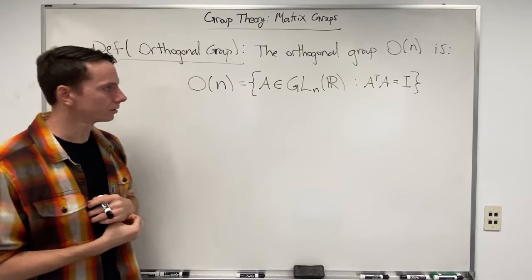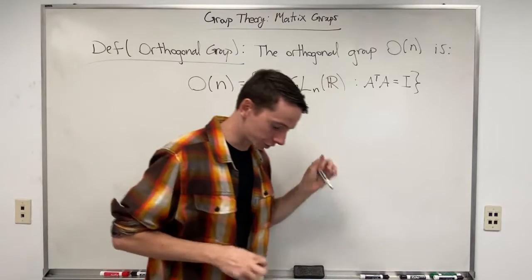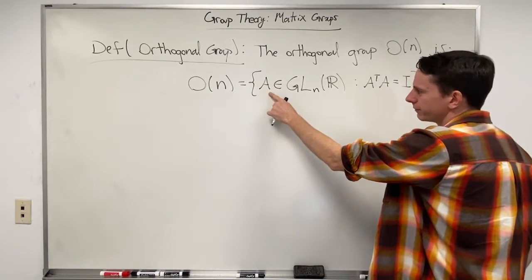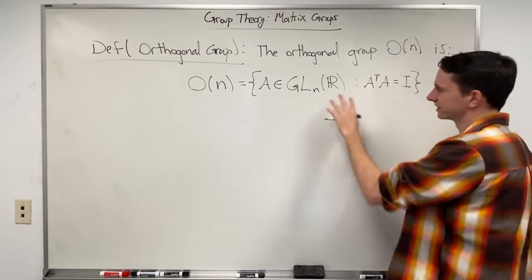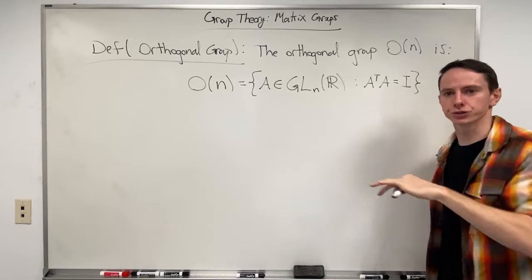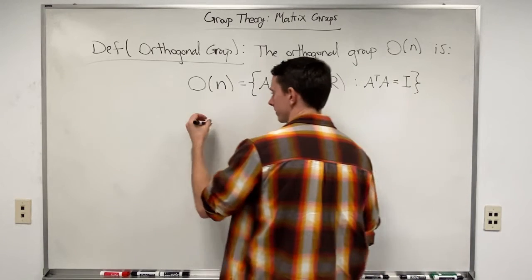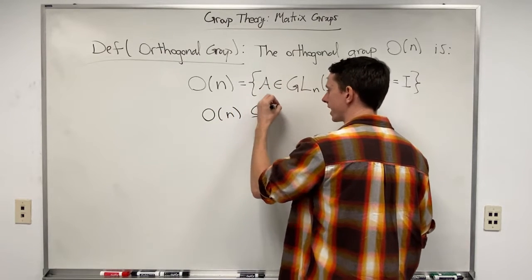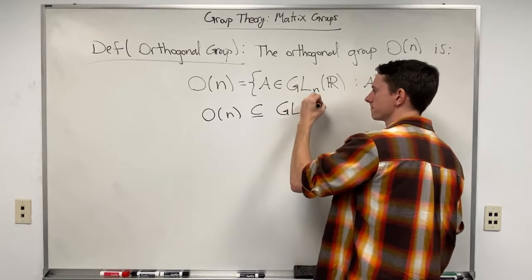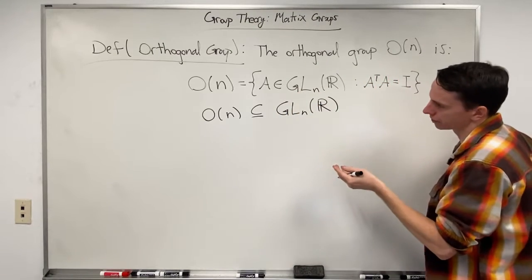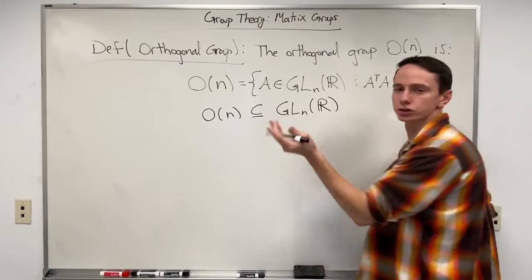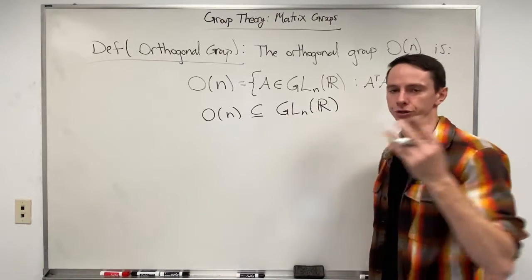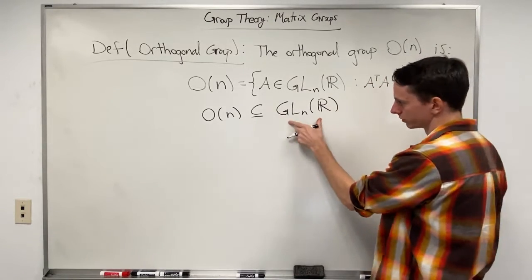In order to show that, we already see that the orthogonal group is the set of matrices in GLn of R that satisfy a certain property. So that immediately tells us that at least we know that O of n, the orthogonal group, is a subset of GLn of R. If we want to show that it's not just a subset but also a subgroup, there are two criteria we could use to show that this is in fact a subgroup of GLn of R.